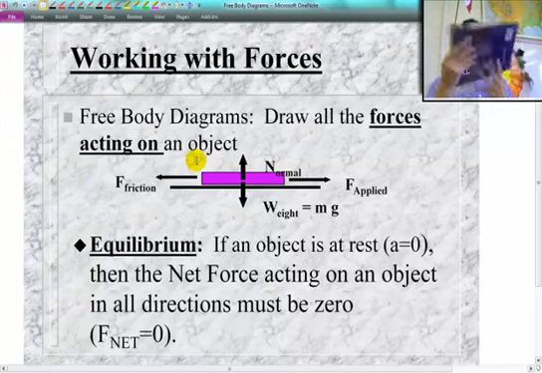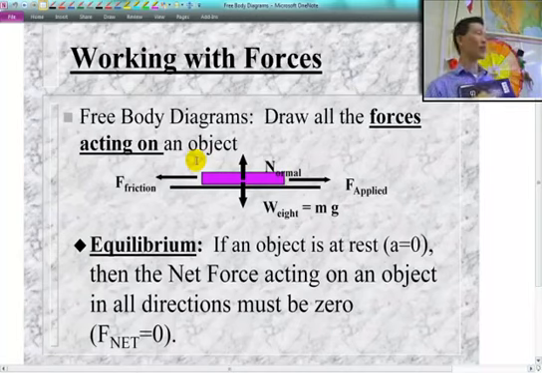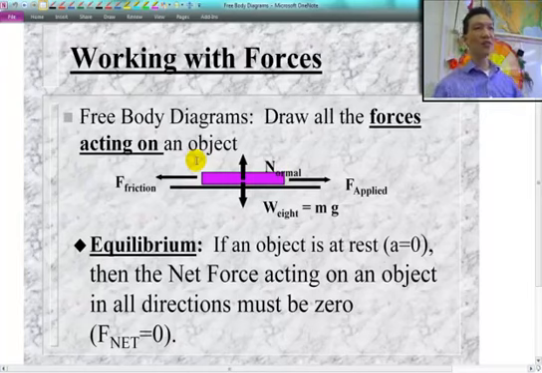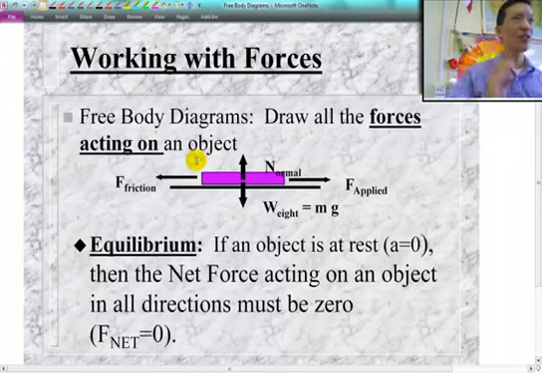Called friction. And that's because the surface of this book is not perfectly smooth. If you zoom in with a microscope, you'll see little tiny bumps. And same with your table, right? And so as those surfaces catch and give, you can actually kind of hear that friction there, right?